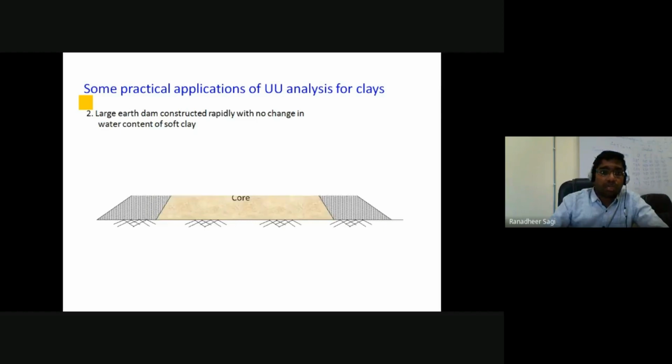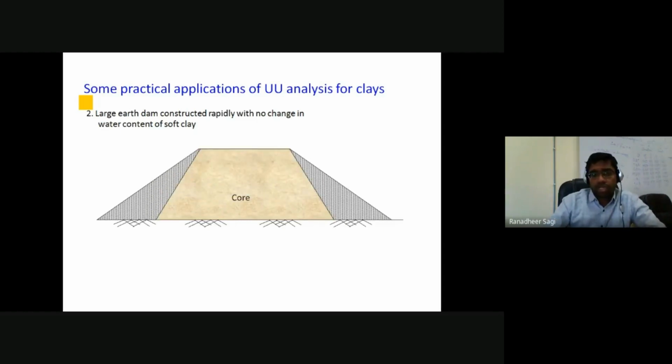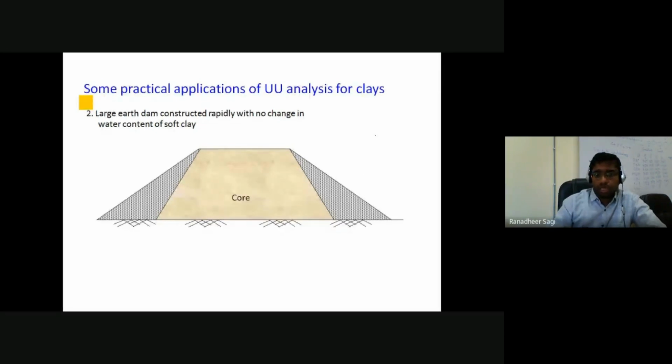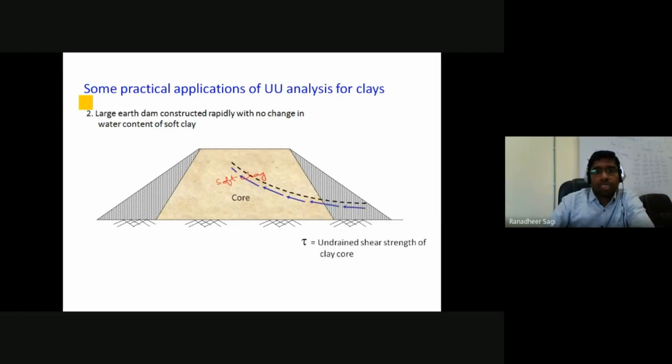Next, the case of a large earth dam that is constructed rapidly, with no change in the water content of the soft clay. If you are constructing a large earthen dam, the core portion is generally constructed using clay soil deposit. If soft clay is used in the construction of the core, then consolidation could not happen, as the construction took place at a very fast rate. So automatically, the shear strength in that soft clay would be determined based on the undrained shear strength parameters of the soil.